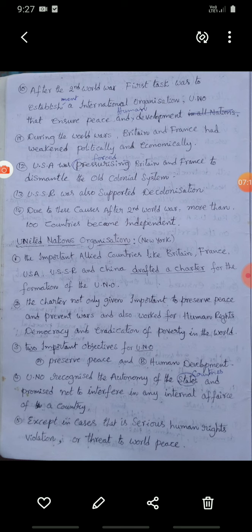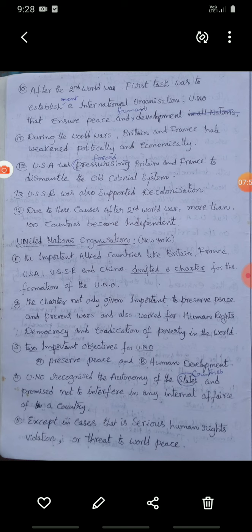UNO recognized the autonomy of the other countries and promised not to interfere in any internal affairs of the countries, except in case of serious human rights violations or threat to world peace, then UNO interferes.